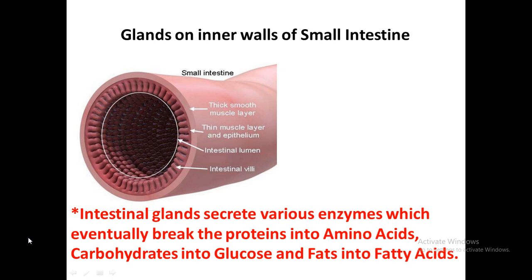The simple carbohydrates or simple sugars will be converted into glucose, which is the simplest form of carbohydrate, and fats will be converted into fatty acids. So this is the simplest form of fats. This final product is produced in the small intestine by the various enzymes present in the intestinal juices, which are secreted by the intestinal glands.